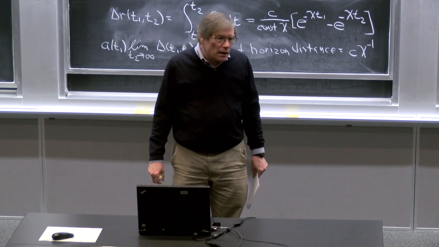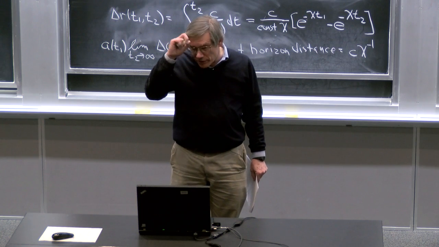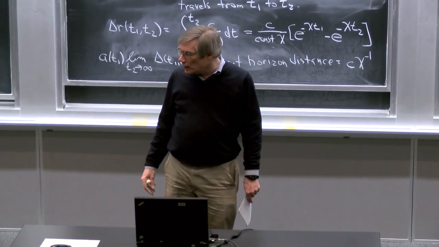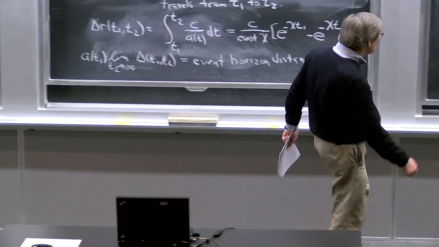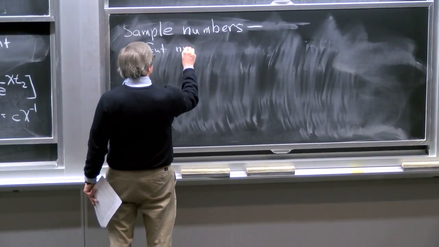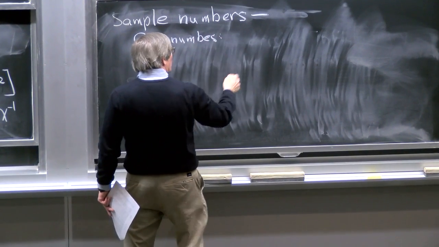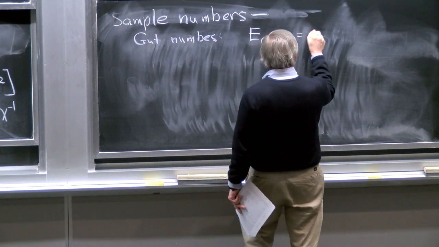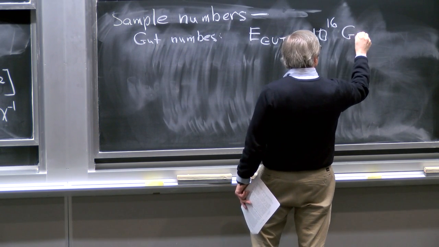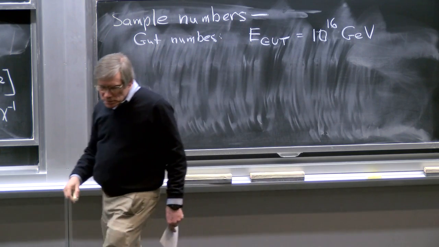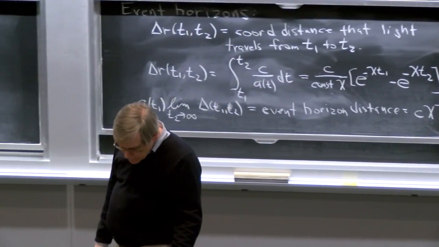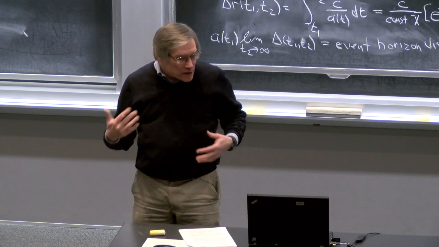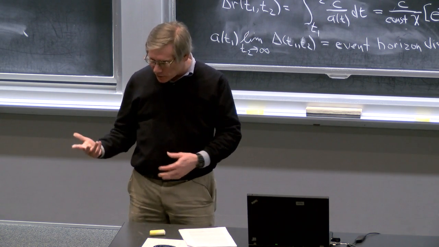Inflation was originally invented in the context of grand unified theories, and I think that's still a very plausible context in which inflation might have happened. And the sample numbers I'll give you will be numbers associated with grand unified theories. And what starts the whole story is the energy scale of grand unified theories, which is about 10 to the 16 GeV, billion electron volts. And this number is arrived at by measuring at accessible energies with accelerators the interaction strengths of the three fundamental interactions of the Standard Model of Particle Physics.